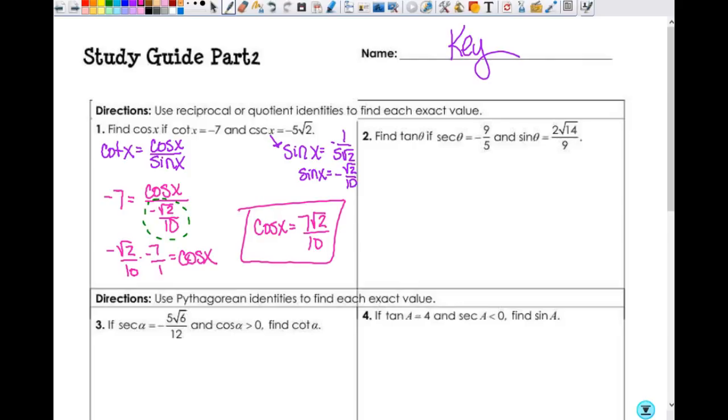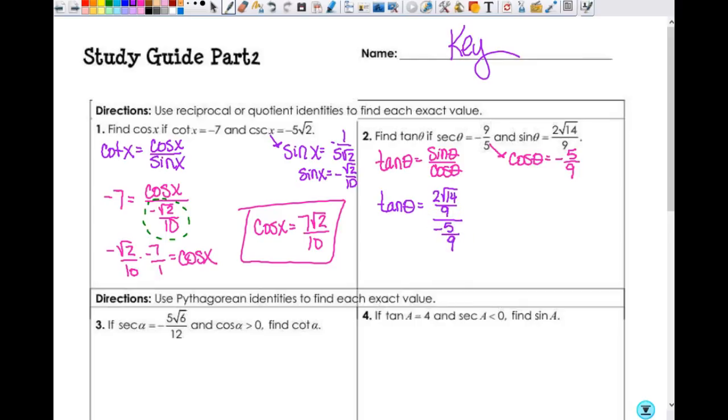All right, so on number 2, we'll want to find tangent if I have the secant and the sine. Well, I know that tangent of theta is equal to sine theta over cosine theta. Well, I have sine theta. This can give me cosine theta. That would be equal to negative 5 over 9. So tangent, that's what I'm looking for. So tangent of theta is equal to the sine, which is 2 square root of 14 over 9, over the cosine, which is negative 5/9.